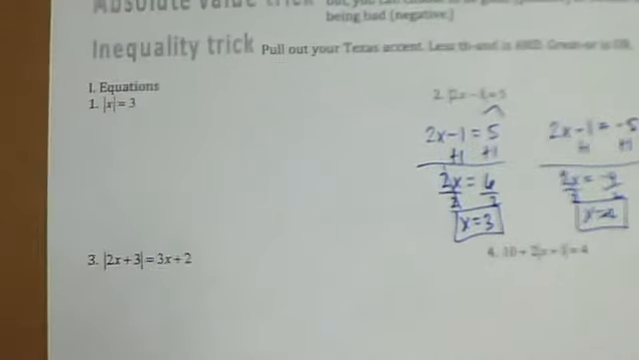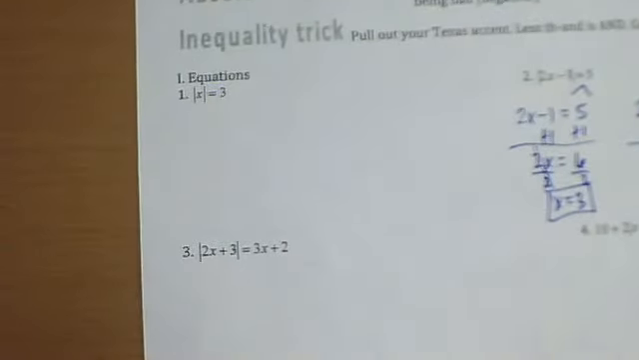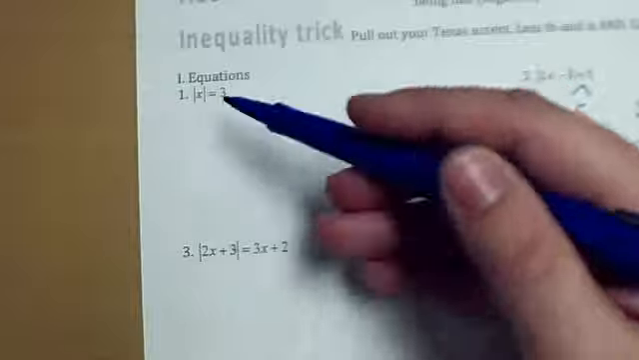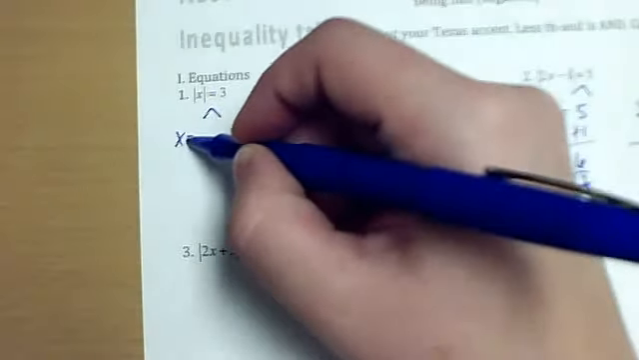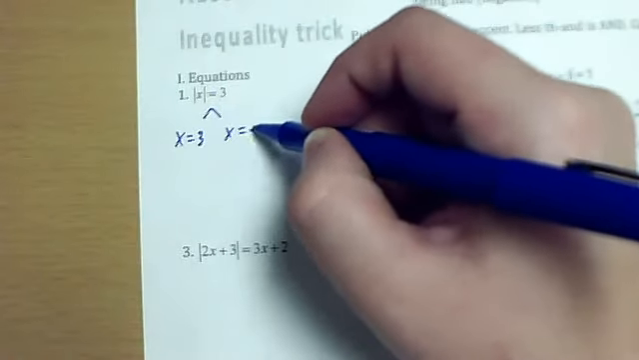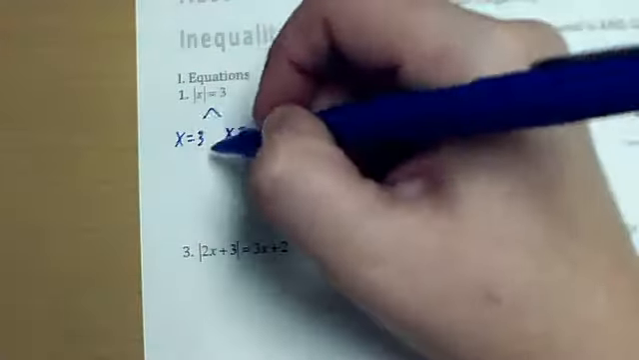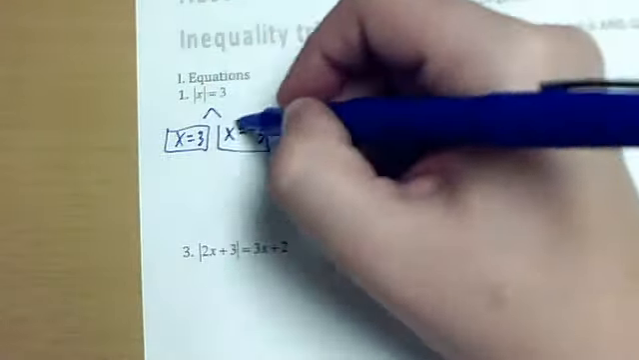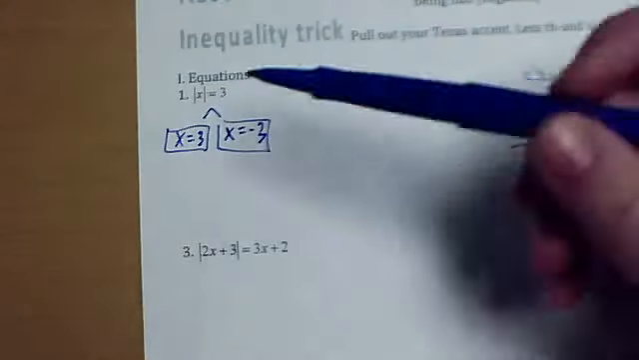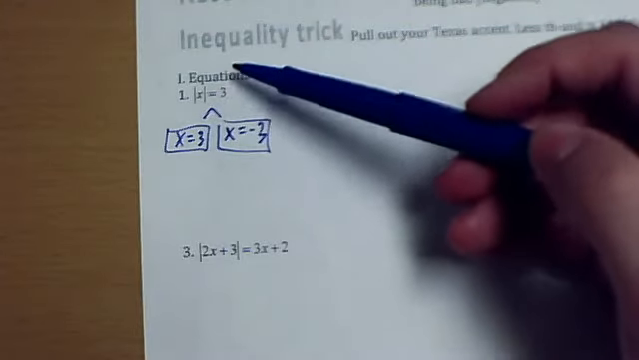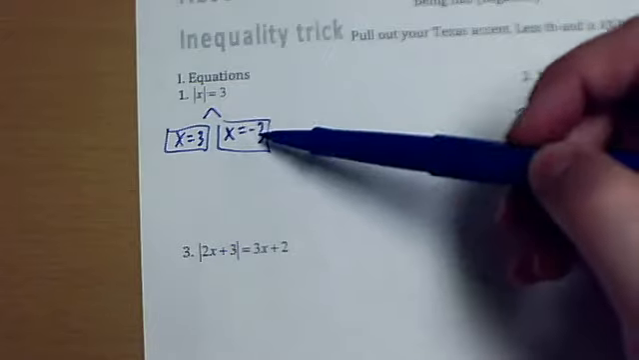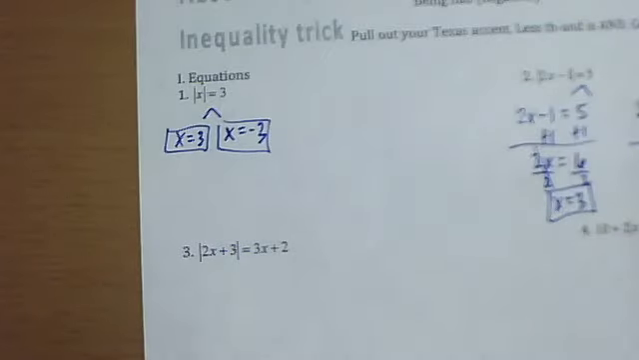Let's go back to number 1. In order to get rid of the bars, I can either choose to be positive or negative. Because there's nothing else going on with that x, those are your answers. Again, you can plug them back in, make sure it works. Absolute value of 3 is 3, good. Absolute value of negative 3 is 3 also, so both work.